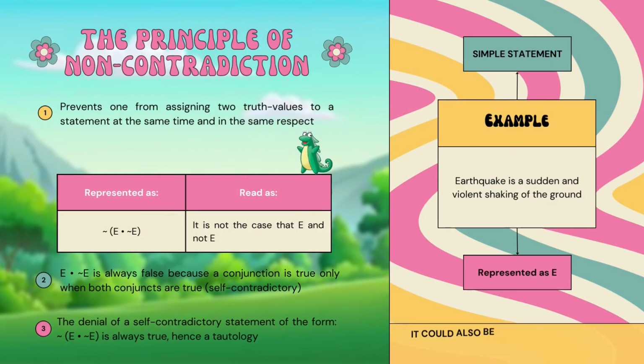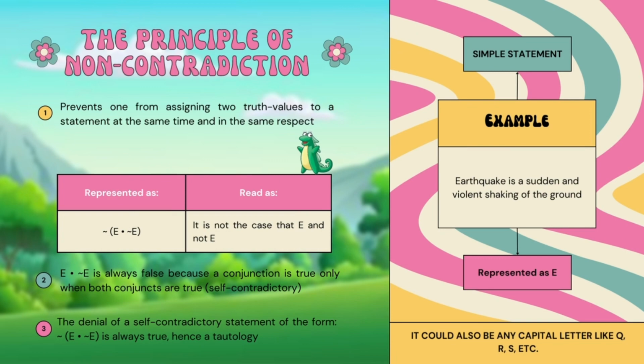Lastly, the principle of non-contradiction. This prevents one from assigning two truth values to a statement at the same time and in the same respect. So, E cannot be both true and false at the same time and in the same respect. Thus, earthquakes cannot be a sudden and violent shaking of the ground and not a sudden and violent shaking of the ground at the same time and in the same respect.